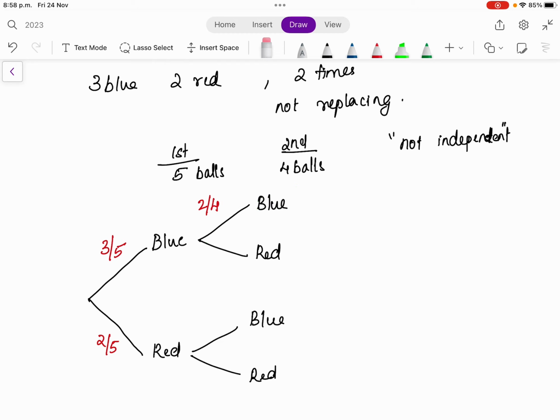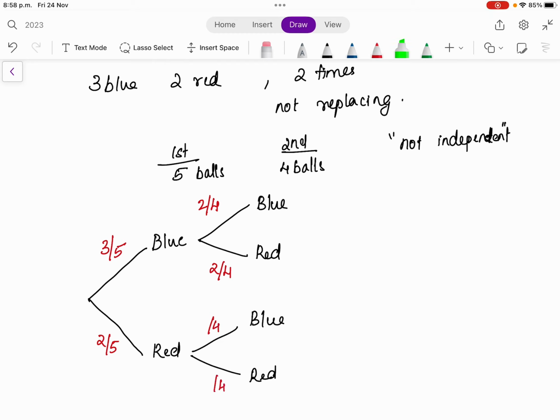Now let's take the case of this branch. In the first draw you draw a blue ball, and the second time you are trying to draw a red ball. In this case, there are 2 red balls, so it is 2 over 4. The total number is 4. So in all the cases, the total number will remain 4. Okay, so that is one thing.